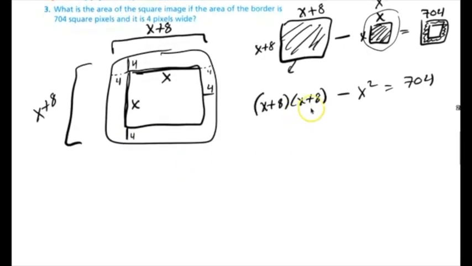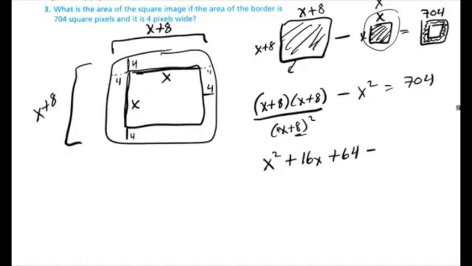Now, these are the same things. We could do an area model, or we could use a shortcut. This is the same thing as (x + 8) squared, which is the first one squared, plus 2 times the product of them. 8 times x is 8x, times 2 is 16x, plus the last one squared, plus 64.